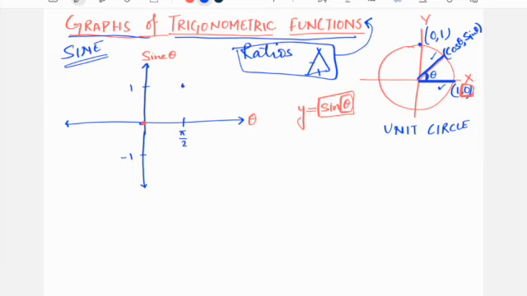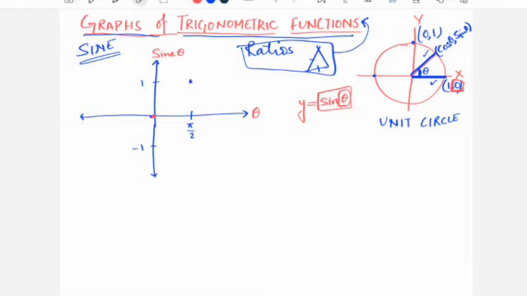Next we are going to do 180 degrees. At 180 degrees, we know that the x coordinate is minus 1, whereas the y coordinate is 0. That means at pi, which is 180 degrees, our sine value is 0. Then we do 270 degrees. Let's extend this line a little bit further.